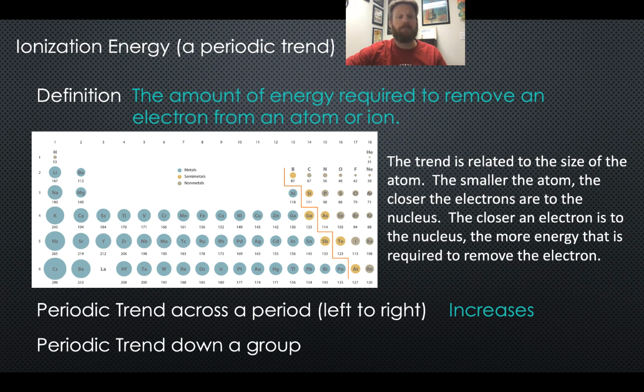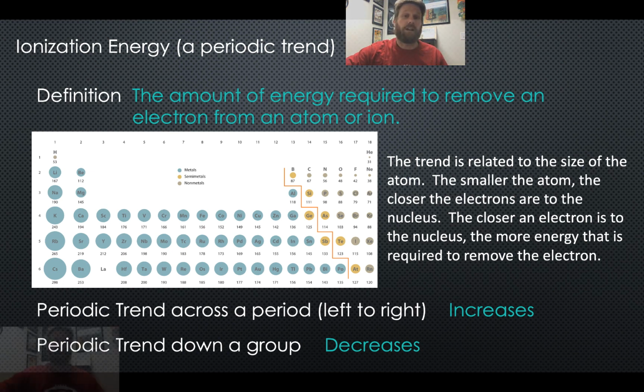Smaller atoms mean more energy is required to overcome the force of attraction. Ionization energy decreases down a group. Larger atoms mean less energy is required to remove an electron.